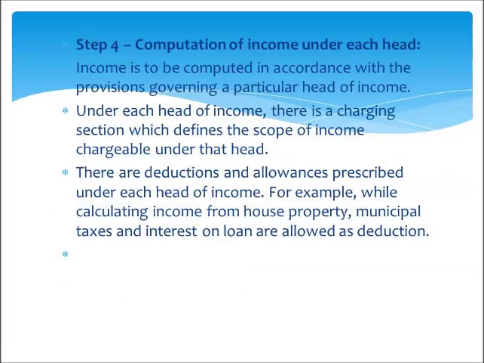Now comes step 4, computation of income under each head. After determining the residential status and after dividing the various incomes earned by an assessee into the various heads of income, and thereafter excluding the income exempt from taxation, we do the computation of income under each head. After just dividing the income into the various heads, we just compute income under each head. Income is to be computed in accordance with the provisions governing a particular head of income.